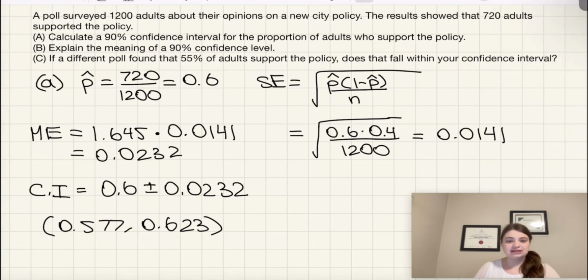The next question asks, if a different poll found that 55% of adults supported the policy, does that fall within your confidence interval? And the answer is no, it doesn't, right? Our confidence interval was all values from 57.7% to 62.3%. And so the short answer for C would be no, it does not fall in there. And that basically suggests that it's probably not very consistent with our findings, right? So probably then the true proportion is not really 55%.